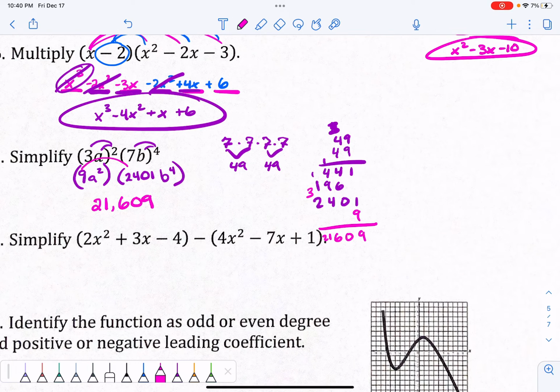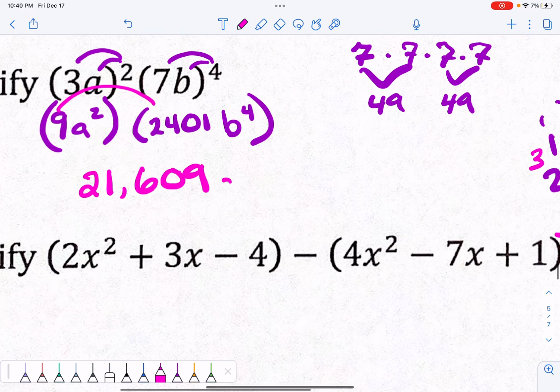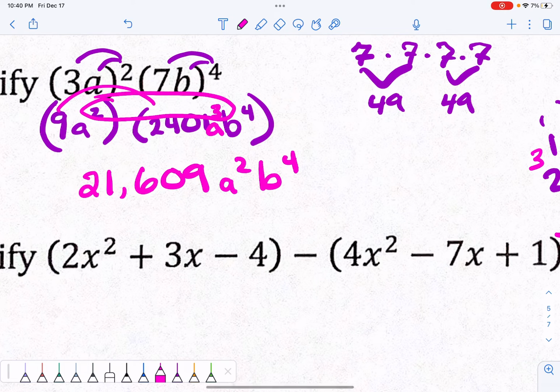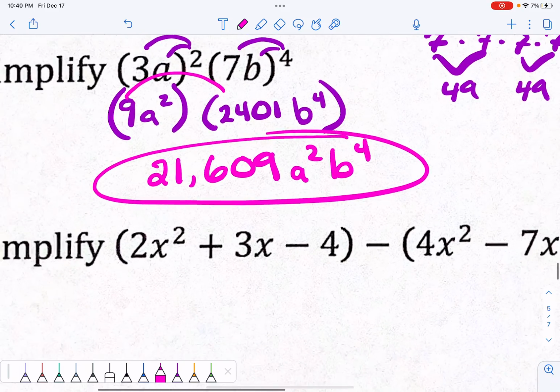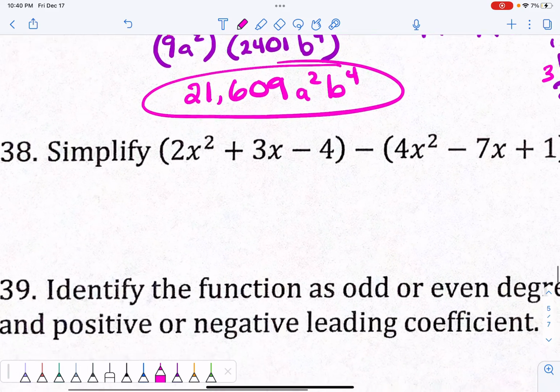And then we combine the a's and the b's. So a squared b to the 4th power. At this point, if we had another a, like let's say we had a to the 3rd, we would add those exponents, right? So that would be a to the 5th total. But there's no a's, so just a squared b to the 4th at the end. Okay, all right, 38, we're getting close.